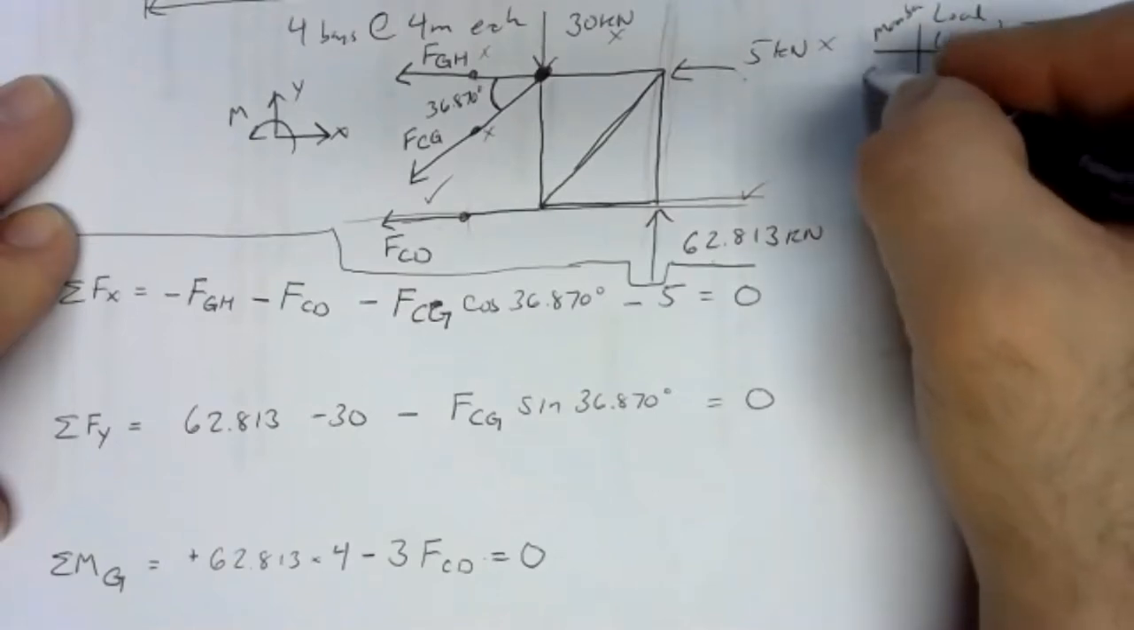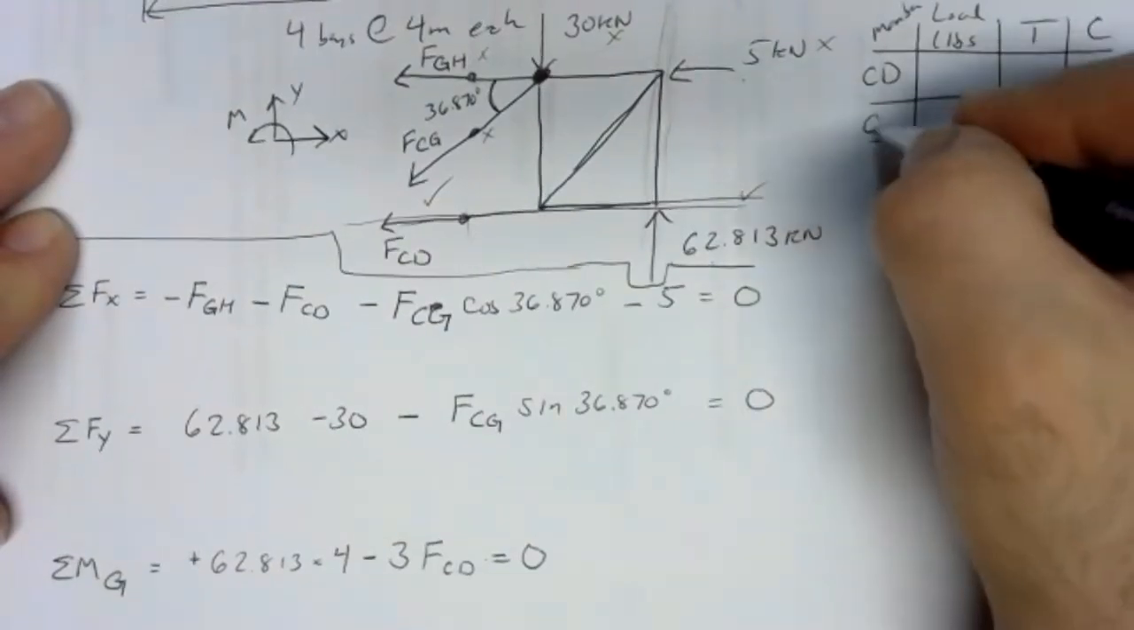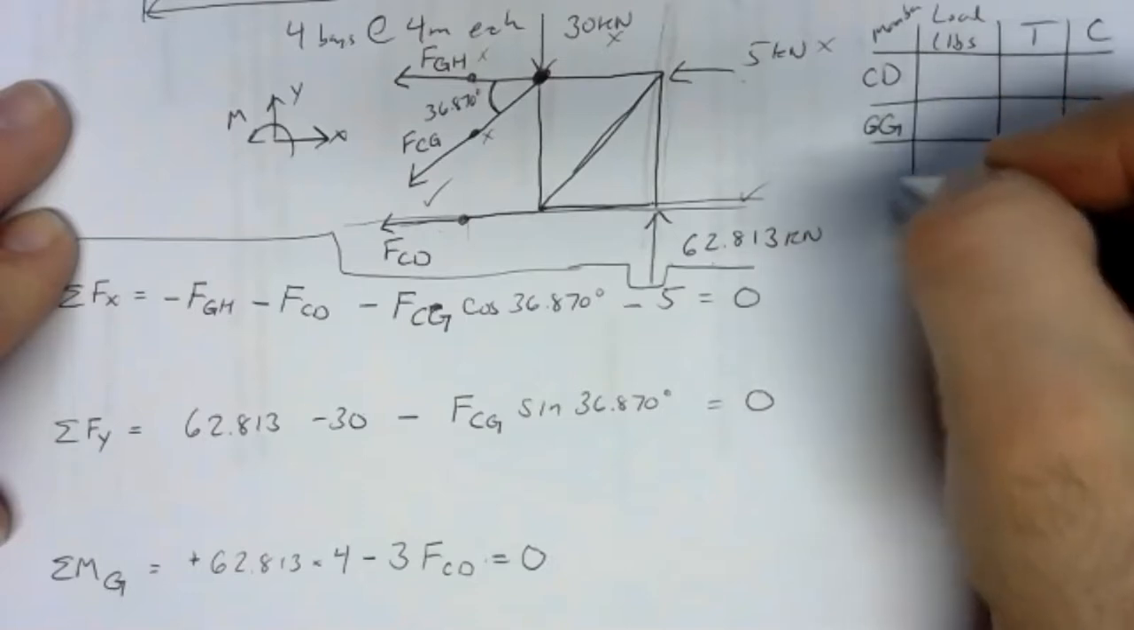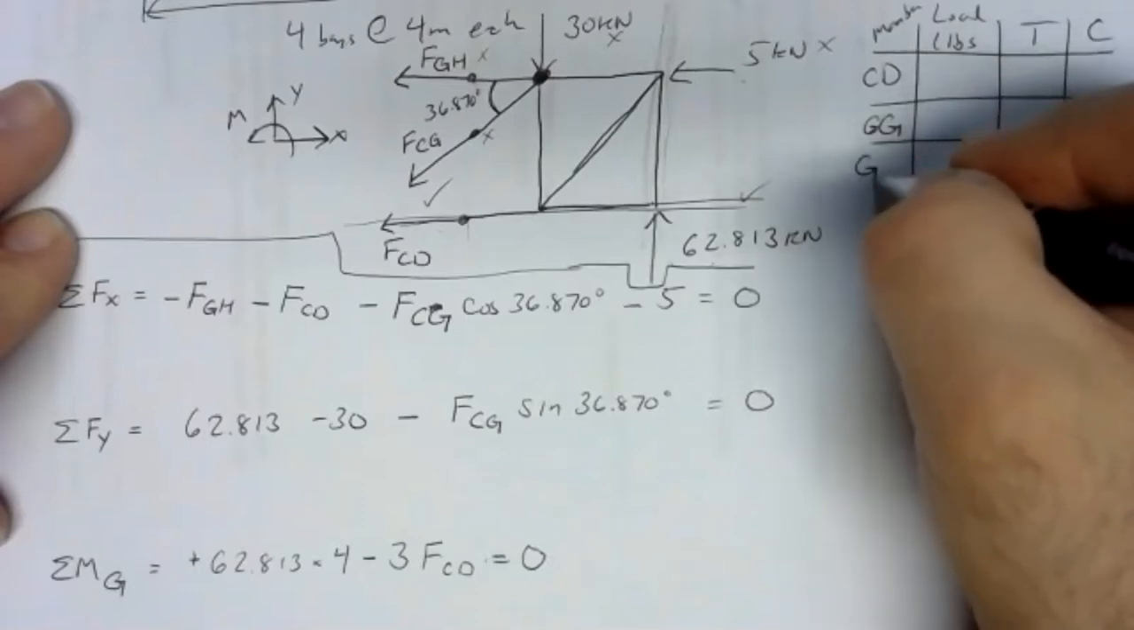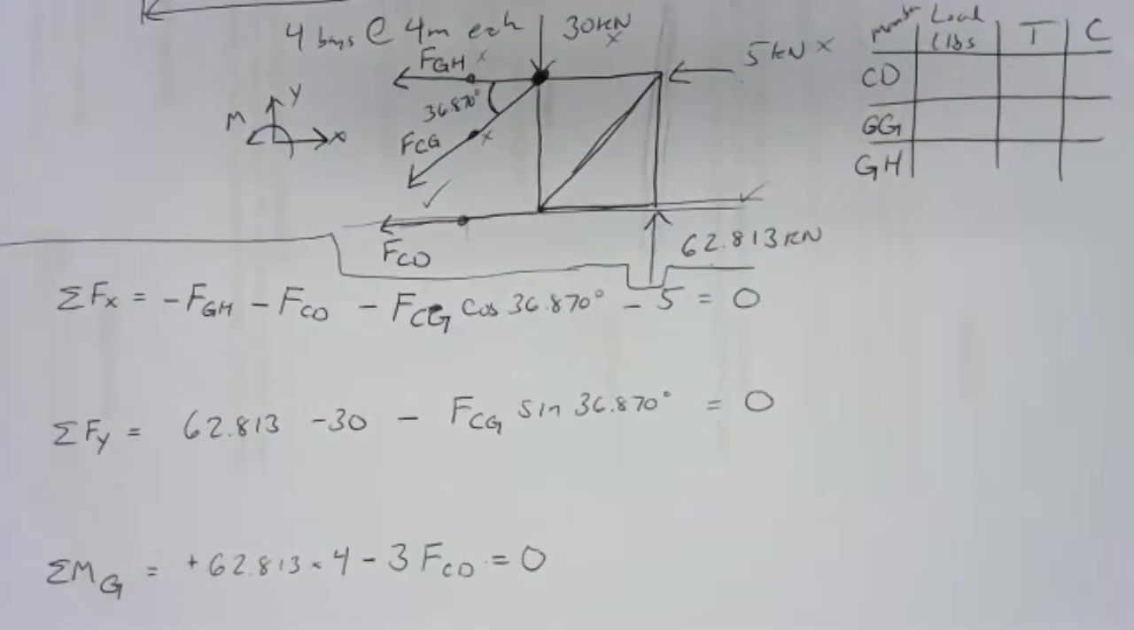And we want member CD. We want member CG. And we want member GH. So let's go ahead and figure out member CD.